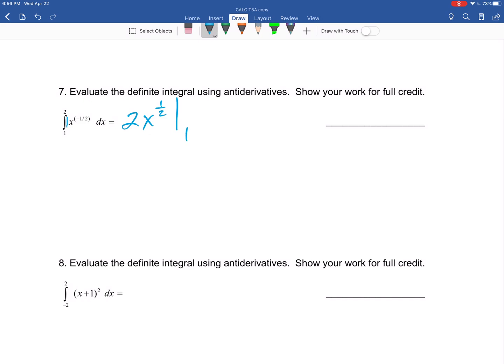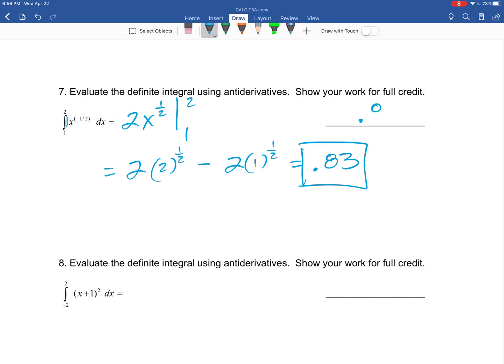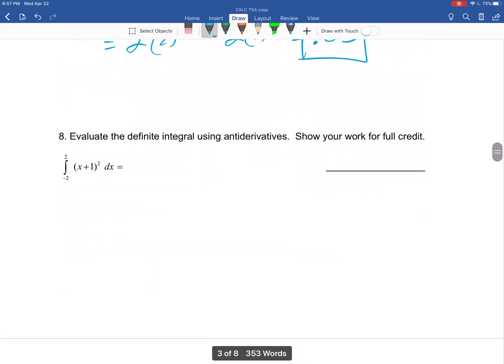Straight evaluation bar, 1 to 2. Here we go. Hey, we've got 2 times 2 to the 1/2 minus 2 times 1 to the 1/2. Okay, do that in your calculator, and I get 0.83. There it is. Nice. Okay, how about this one?